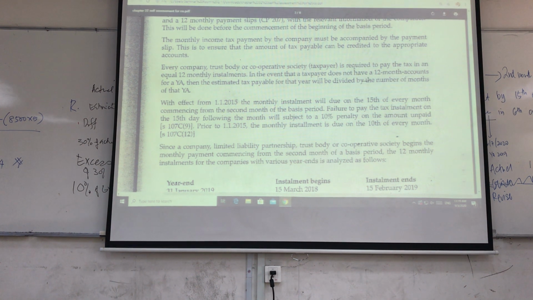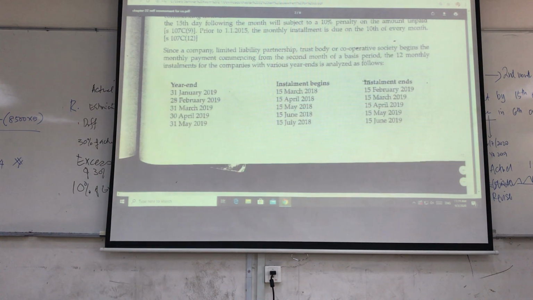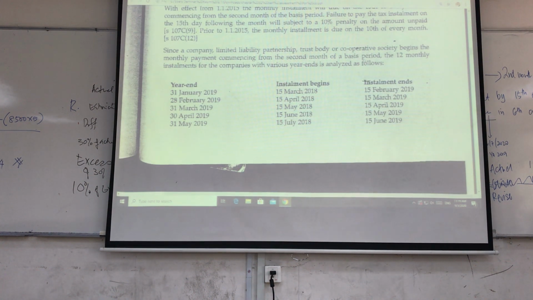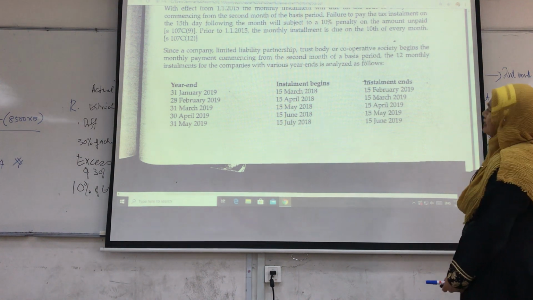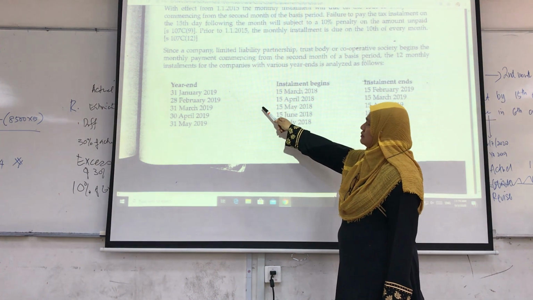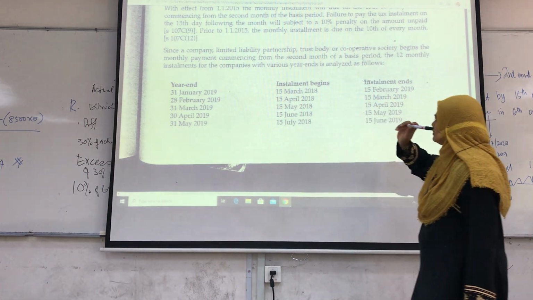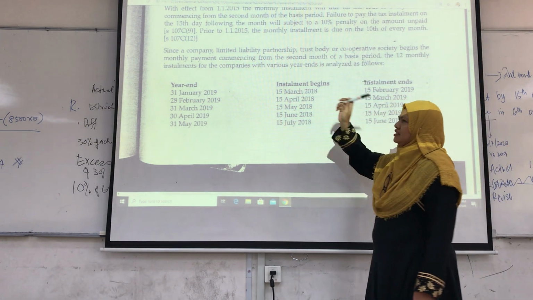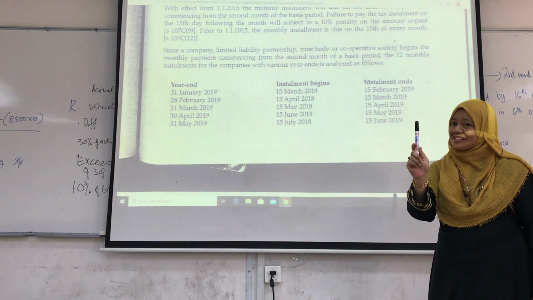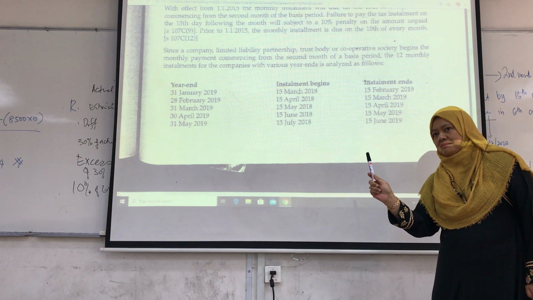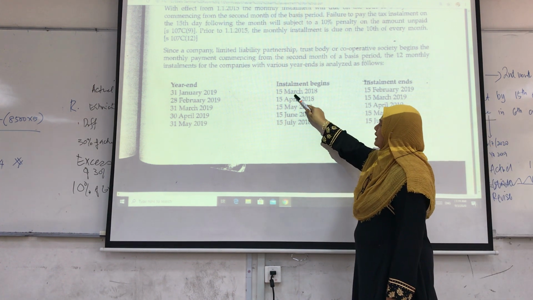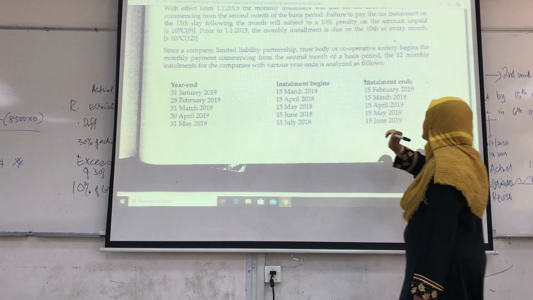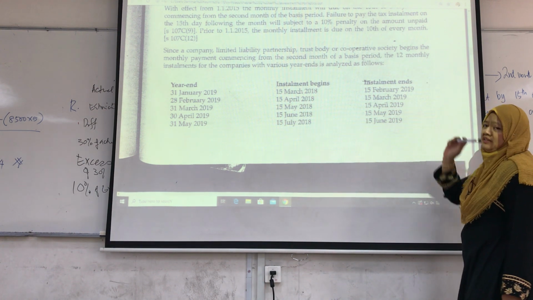Yeah. So again, the 12 months period starts on the second month, it depends. For example, if your year end is 31st January, that means first month is February and March is the second month. So you have to pay by the second month, by the 15th. Installment ends on the 15th of February.